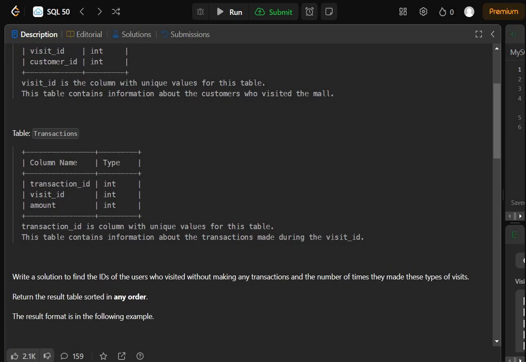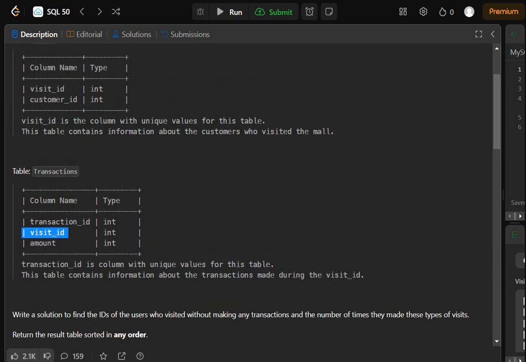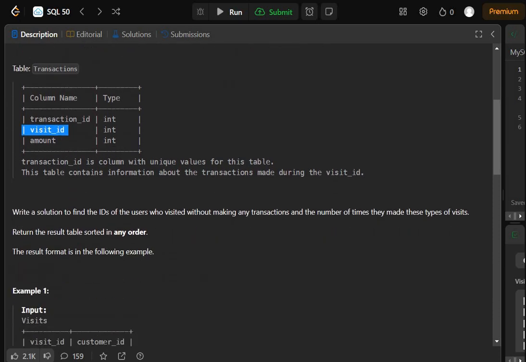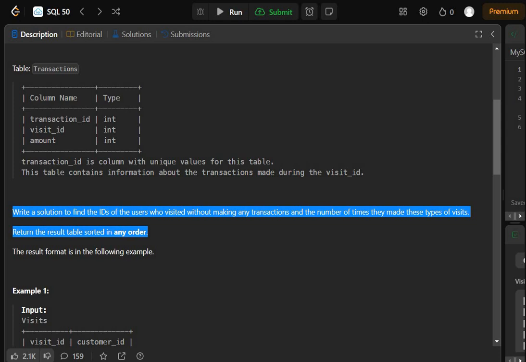The transactions table gives the information about which customer has done a transaction. This transactions table has the columns transaction ID, visit ID and amount. Sorry, visit ID. So visit ID is common in both the tables. Now what we have to do is write a solution to find the IDs of the users who visited without making any transactions, and the number of times they made these types of visits.